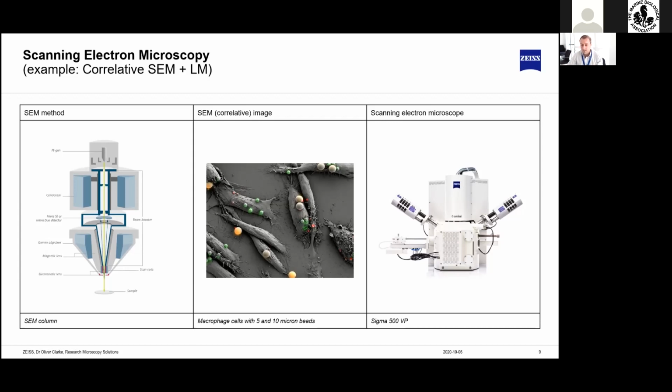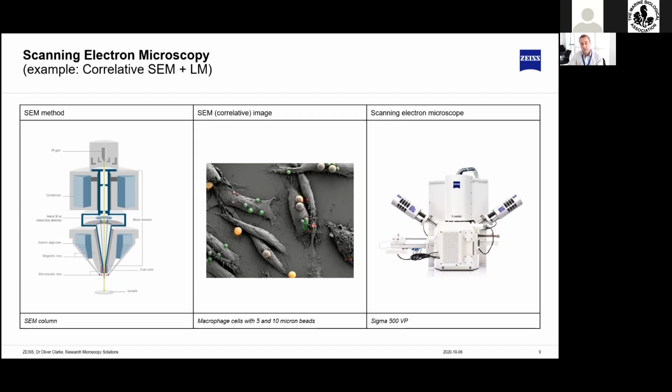That image was taken on a variable pressure system, the Sigma 500 VP, and I suspect that that's coated after it was imaged in the light microscope. So it's probably coated with a metal coating, but it's also possible to image these live cells under variable vacuum pressure without the coating there, so that you can keep them semi-hydrated.